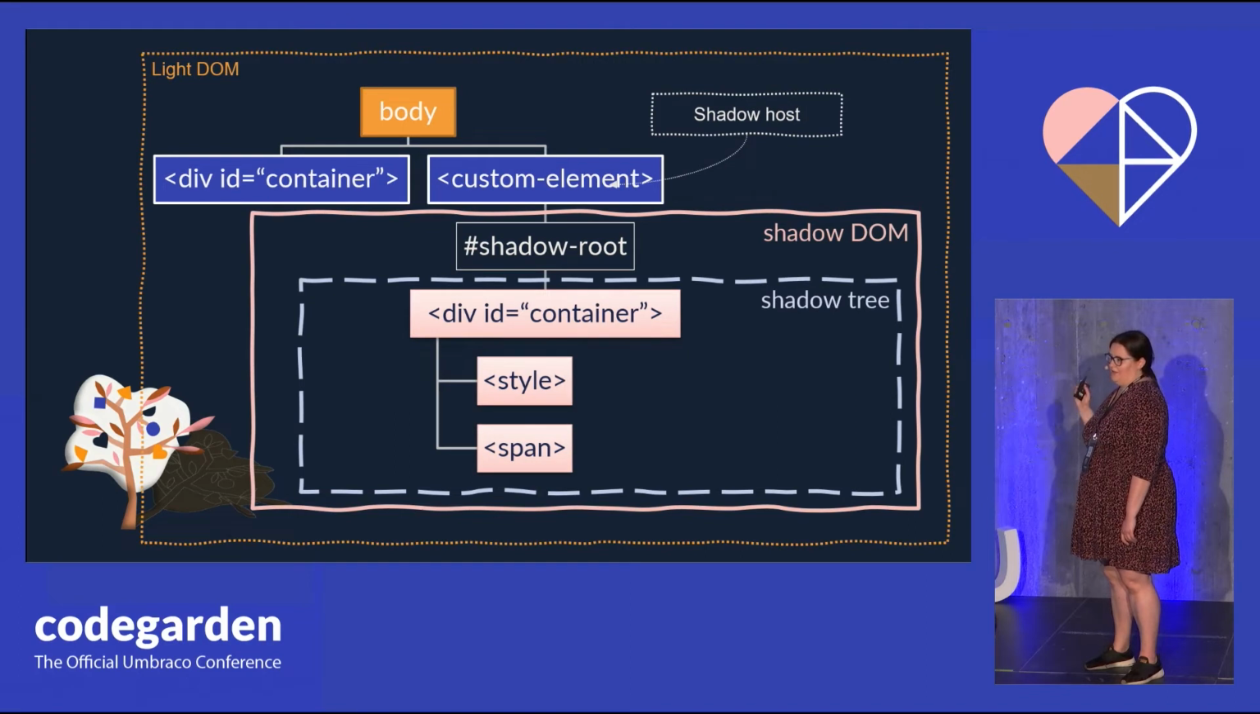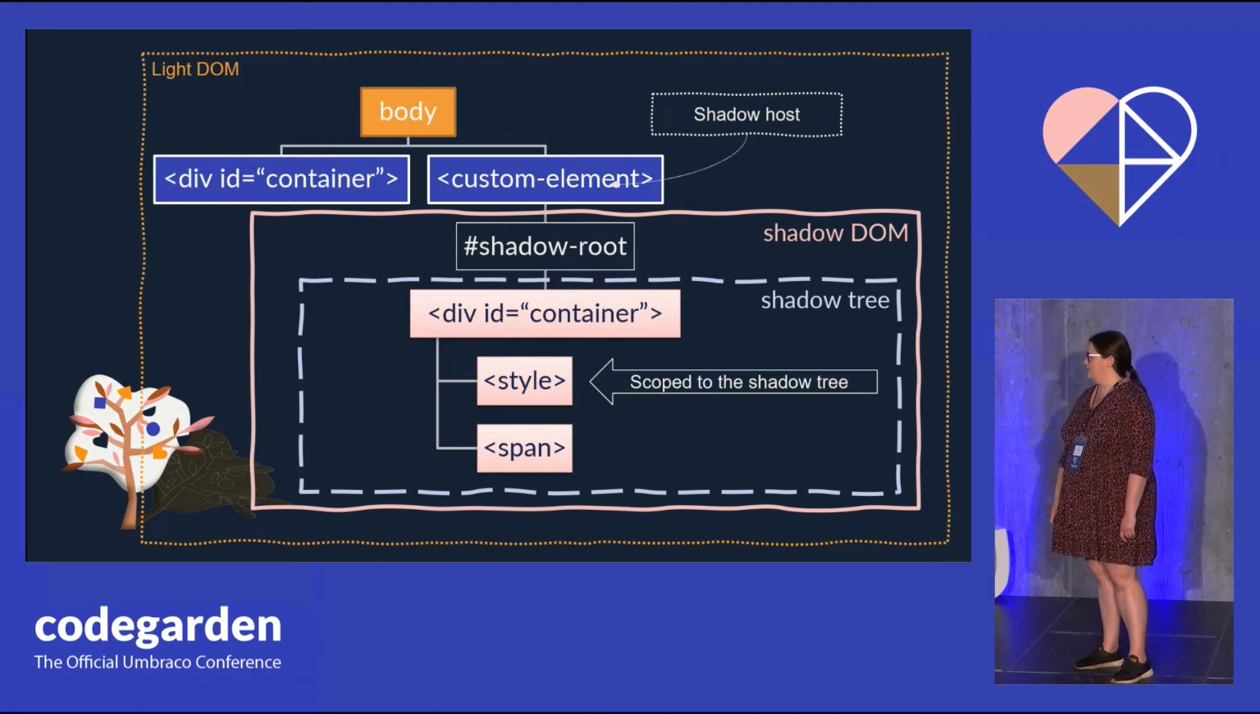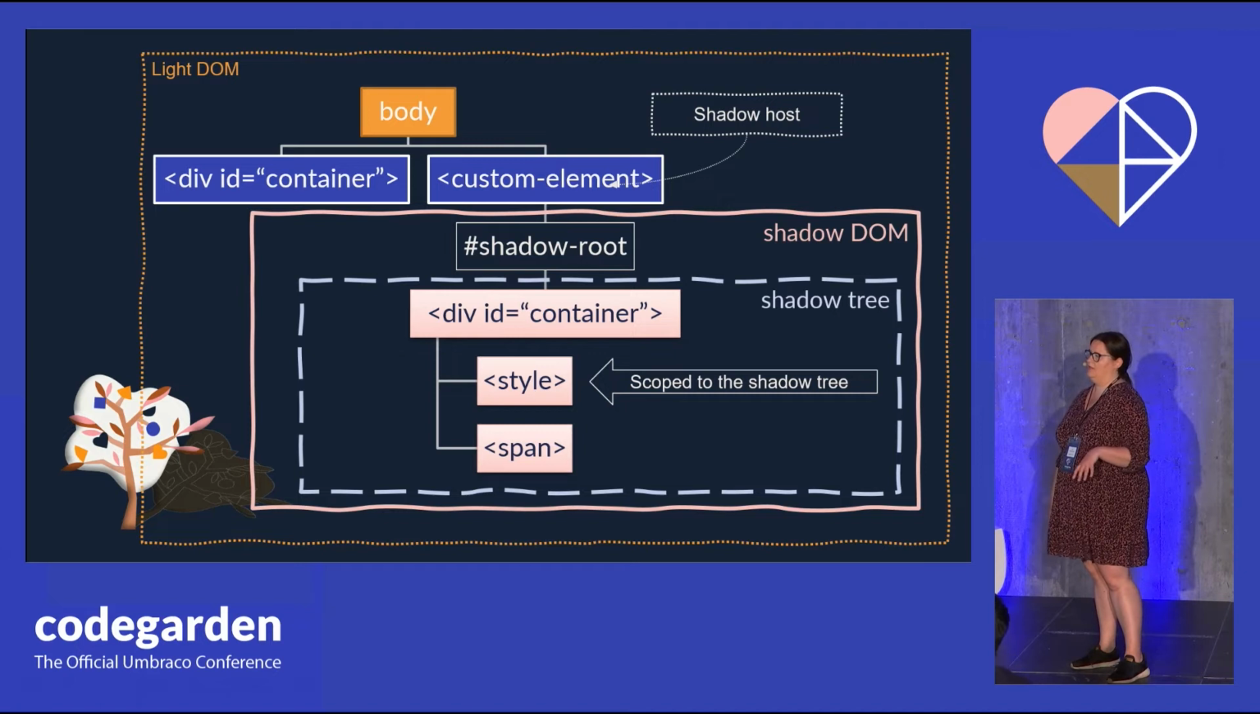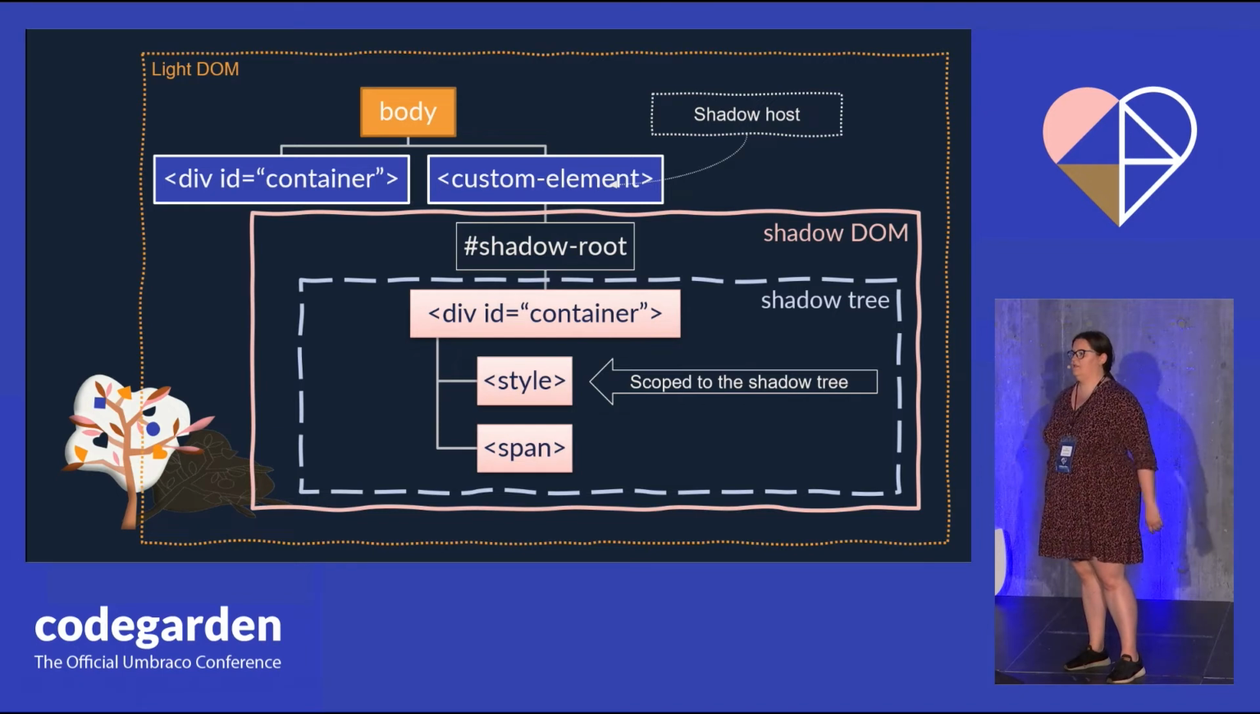That's why we can, for example, use IDs without the fear of any naming conflict. All the styles that we define in our shadow root are also scoped to our component. So you don't have to write something like complex CSS classes, so they are unique. It is all scoped. So this is a very nice feature.